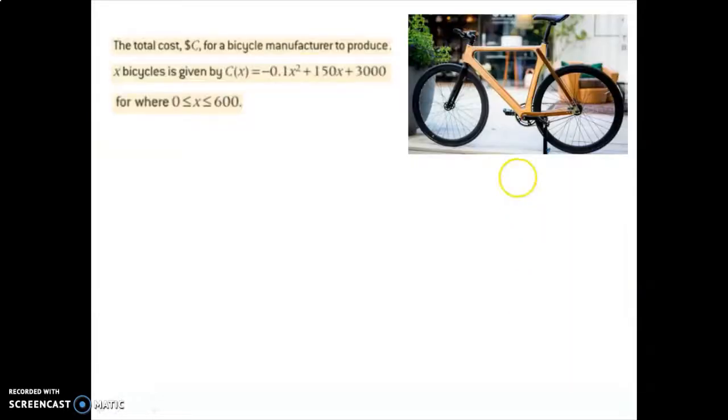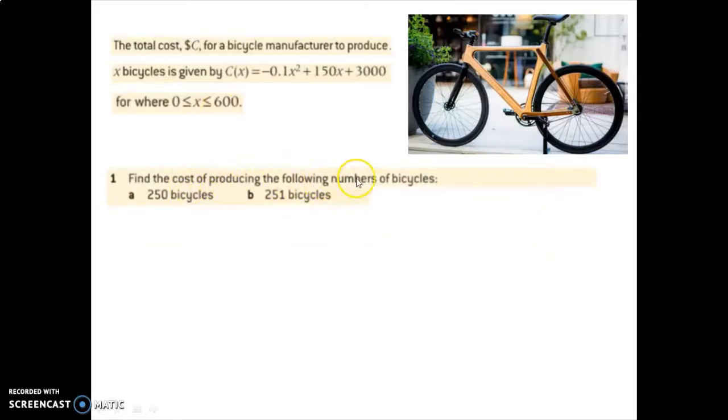Okay, that leads us into a problem about bicycle production. It says the total cost, C, for a bicycle manufacturer to produce X bicycles is given by this function. So we have this function and it represents the total cost of making these bikes. X values are in the domain of 0 to 600. First question: find the cost of producing the following number of bicycles, 250 and 251. Remember, X represents the number of bicycles, so use the function.